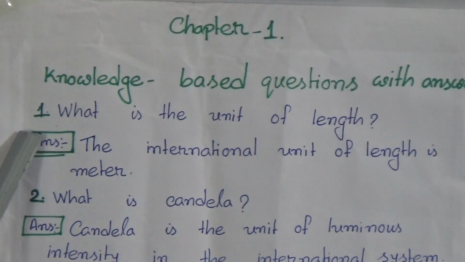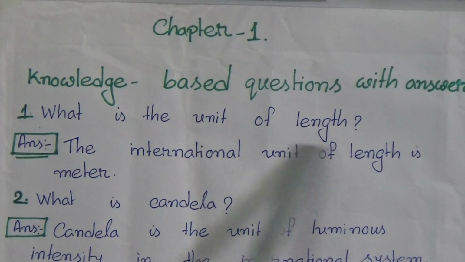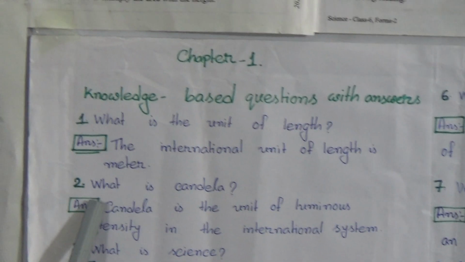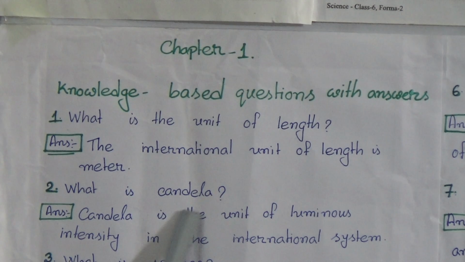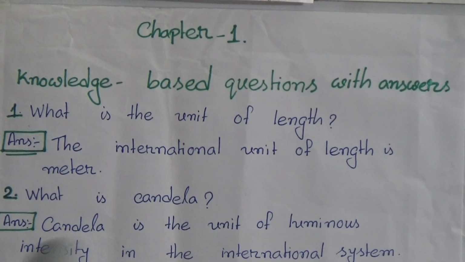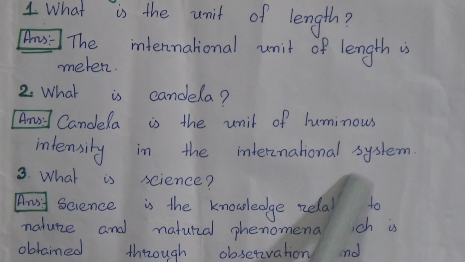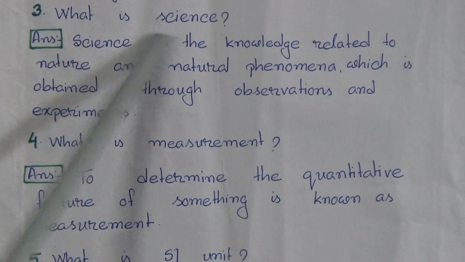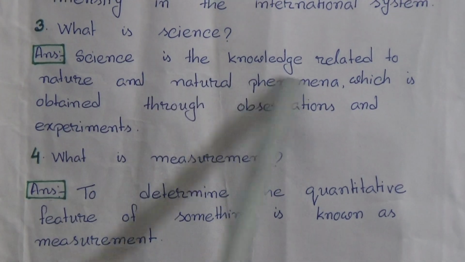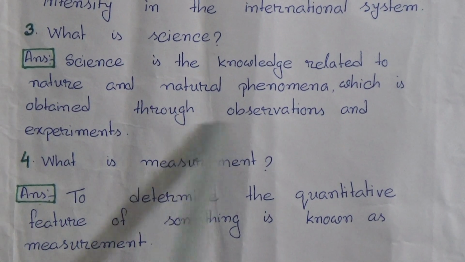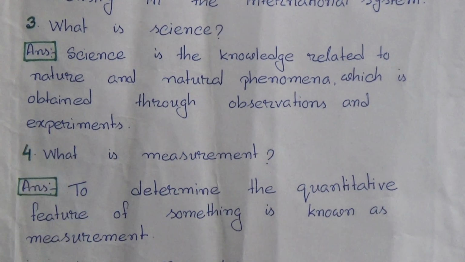Students, now we will solve some knowledge based questions with answers. Number 1 knowledge based question: what is the unit of length? Answer: the international unit of length is meter. What is candela? Candela is the unit of luminous intensity in the international system. Next is, what is science? Answer: science is knowledge related to nature and natural phenomena which is obtained through observation and experiment.